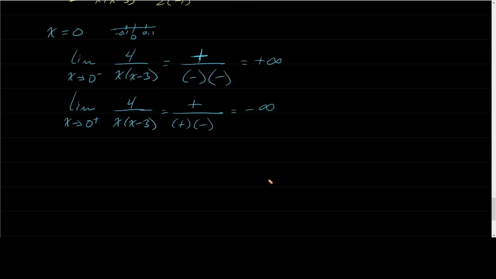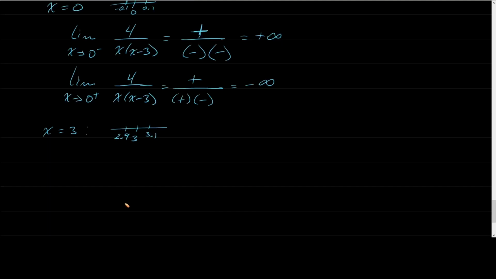Now let's look at what happens around the other asymptote, x equals 3. It is a discontinuity, but I meant to say asymptote. If this is 3, we're looking at things like 2.9 from the left and 3.1 on the right. Let me put that 3 up here instead.